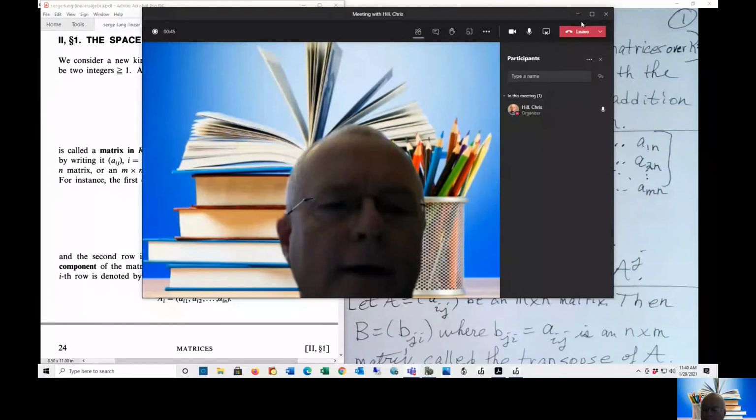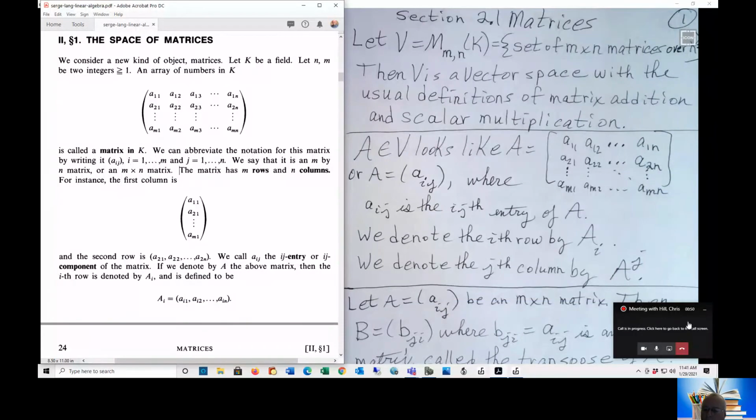Welcome to week 4 of linear algebra. This week we'll be doing chapter 2 on matrices. You're already familiar with matrices and how they relate to systems of linear equations. And so the first section, chapter 2.1, the space of matrices, is pretty much a review of what you already know. So let's get right to it.